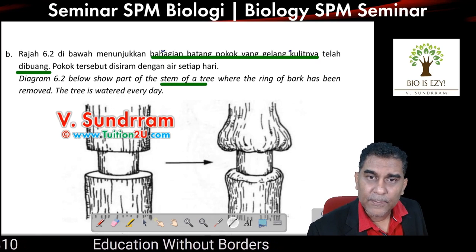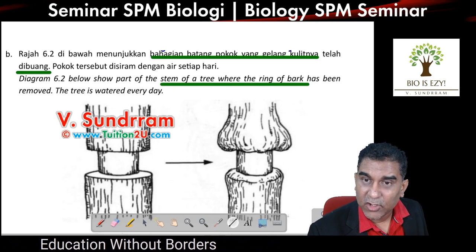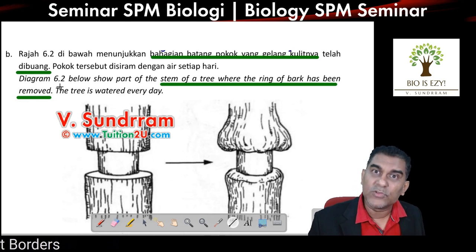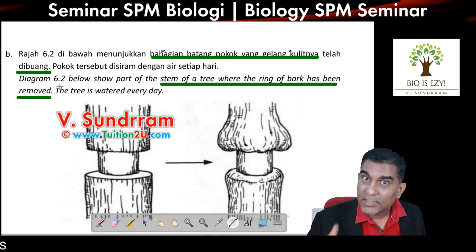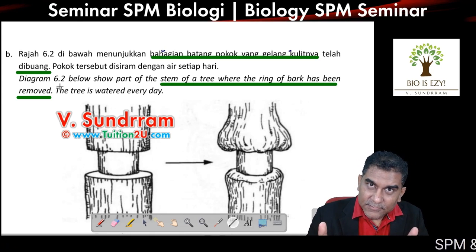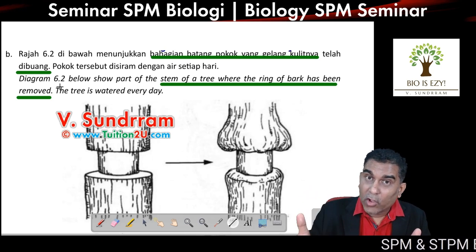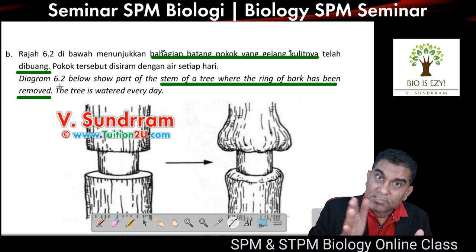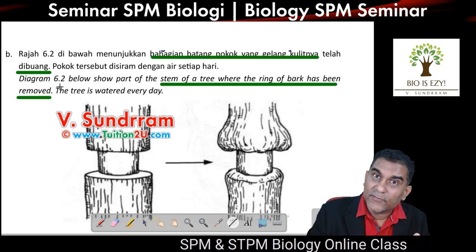So, a stem of a tree where the ring of bark has been removed. Secondary growth. The bark. What's in the bark? Cork, cambium, cortex, secondary phloem, primary phloem.